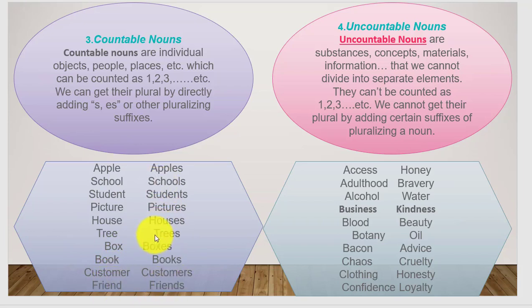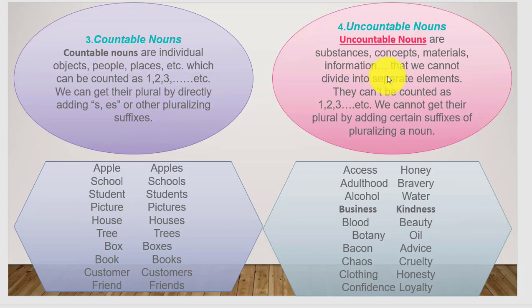From the examples you can see that we can get plural of the countable noun. As in the definition, we came to know that they are objects. So apple is an object, individual object. You can separate one apple from the other. You can count them as 1, 2, 3. And school, which is a place, student, which refers to person, people. So these are the categories of a countable noun.